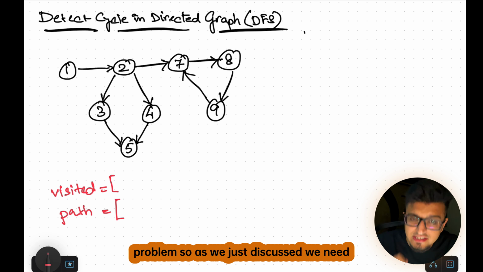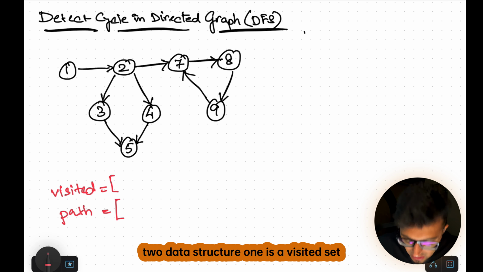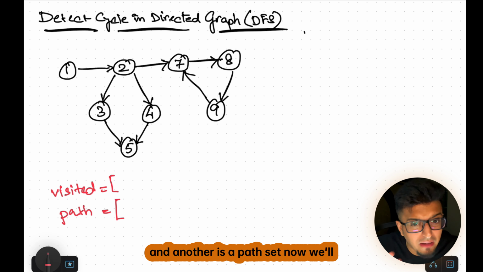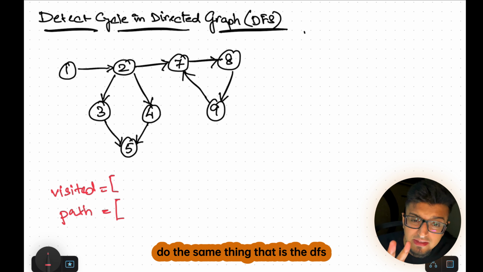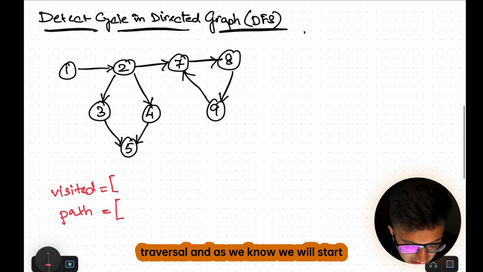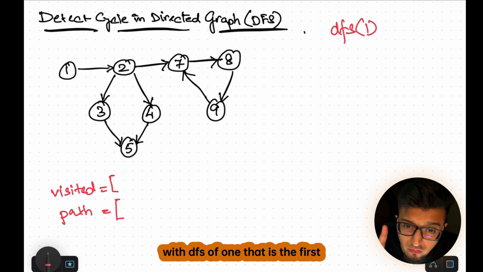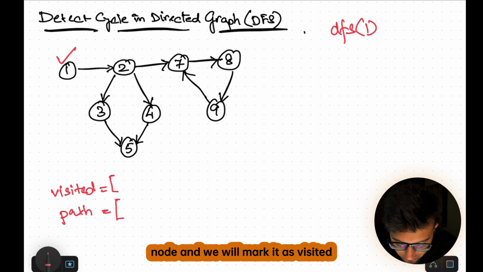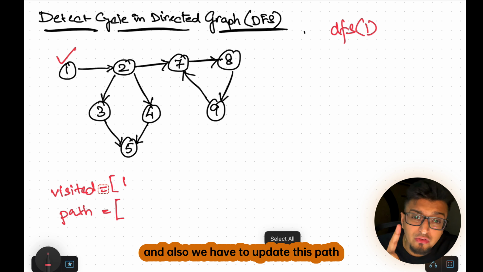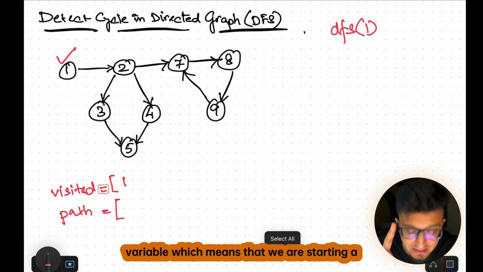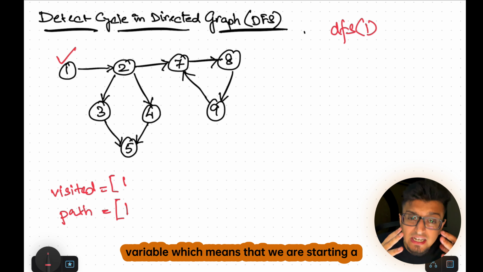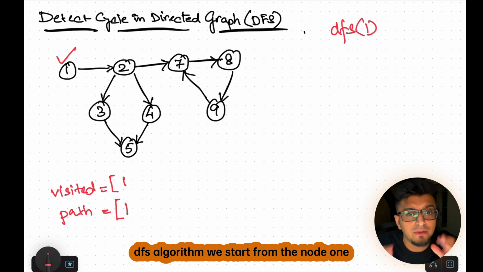As we just discussed, we need two data structures: one is a visited set and another is a path set. Now we'll do the same DFS traversal. As we know, we will start with DFS of 1, the first node, and mark it as visited. We also have to update this path variable, which means that we are starting a DFS algorithm from node 1.